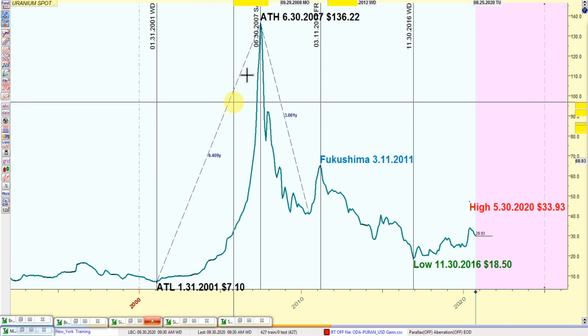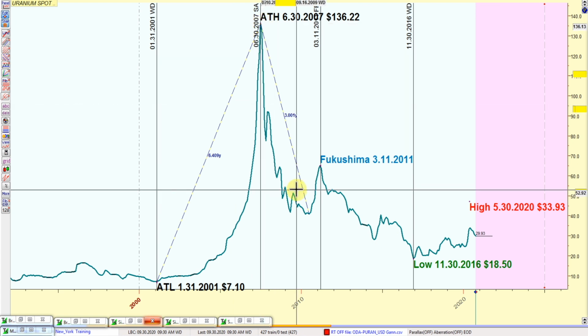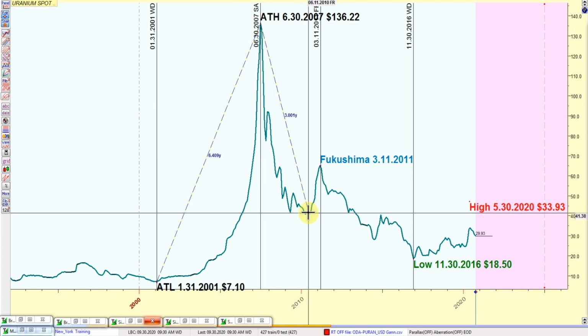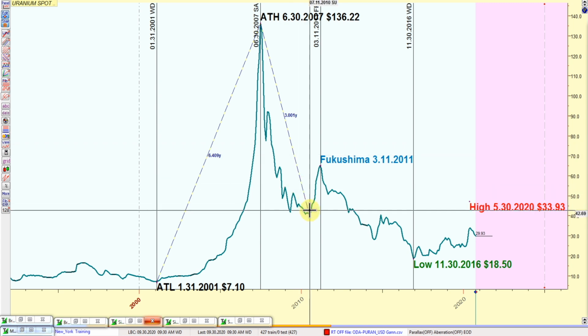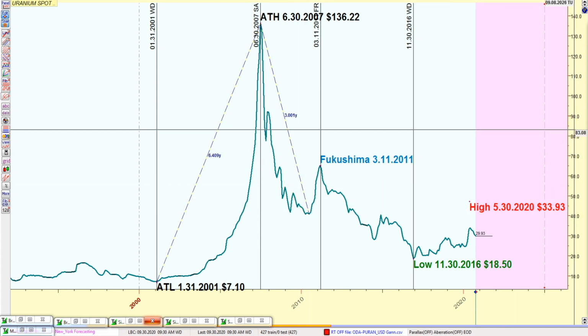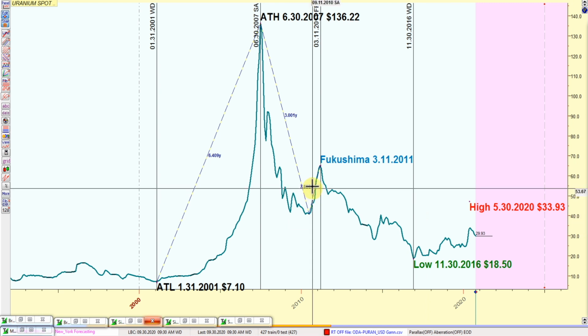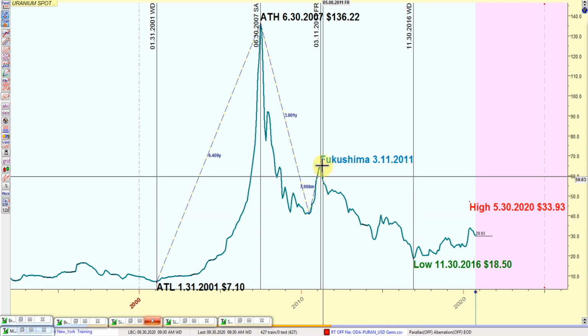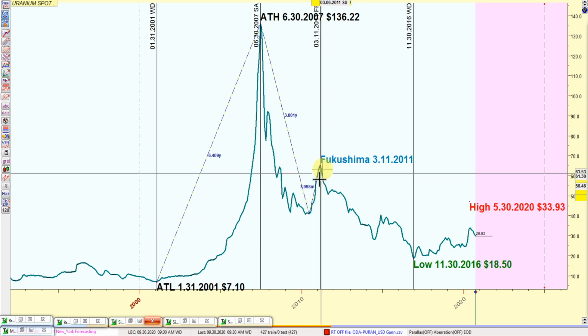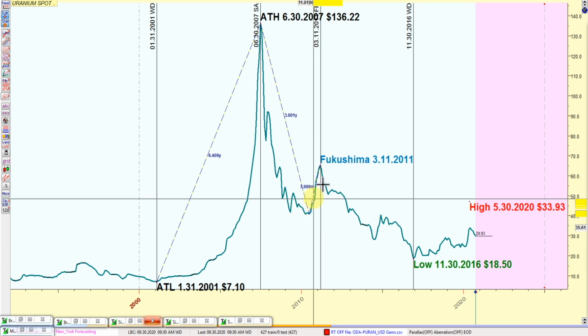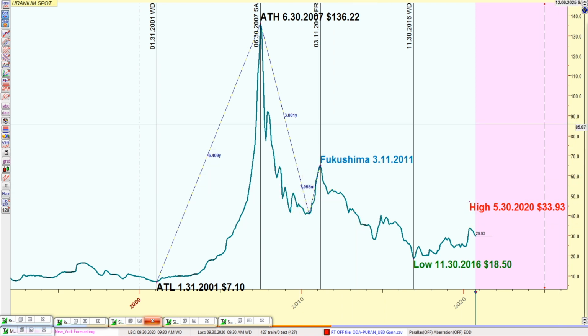The next one is the 3-year. From the all-time high to this swing pivot point here took 3 years exactly. Not bad. Then from here, it took 8 months from this low to the Fukushima high. I just wanted to see the swing points: how long does it take for each swing point within the instrument?